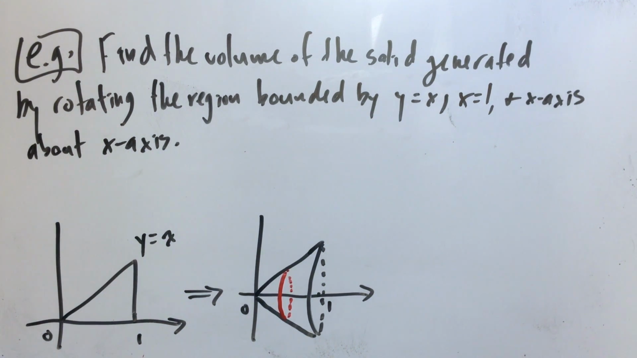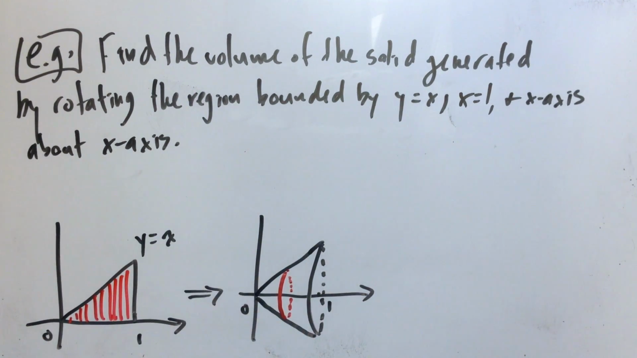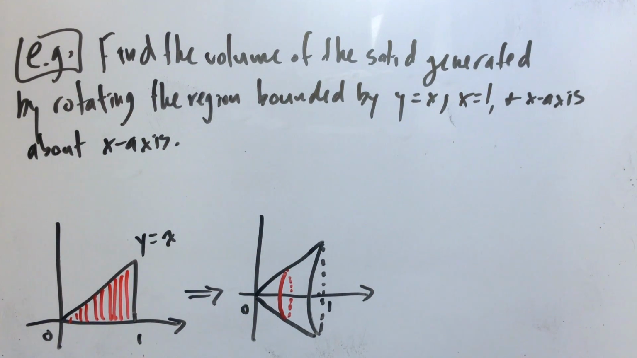So let's find the volume of the solid generated by rotating the region bounded by y equals x, x equals 1, and the x-axis about the x-axis. So our region is right here. Great, there's the line y equals x, going from 0 to 1. Fantastic. It's a nice right triangle, and we revolve that around the x-axis, and what we end up with is a cone. This is a right circular cone with height equal to 1, and radius also equal to 1.